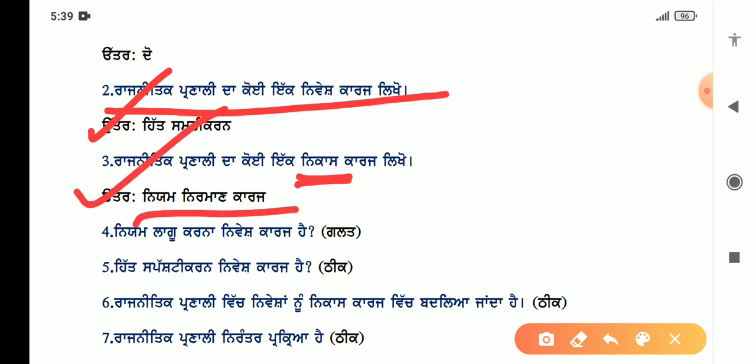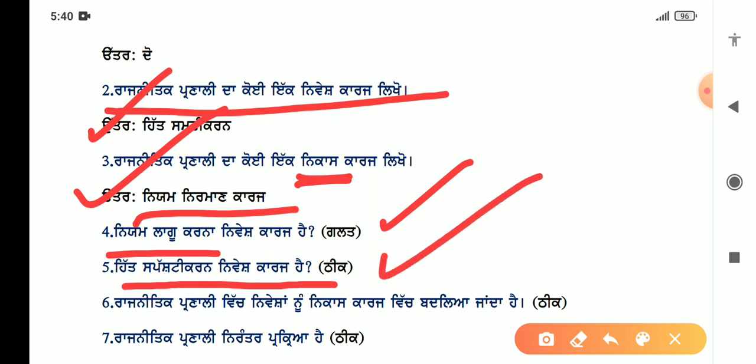So here, rule making, rule application is an input function. Wrong, it is an output function. Interest articulation is an input function. Yes, it is an input function.